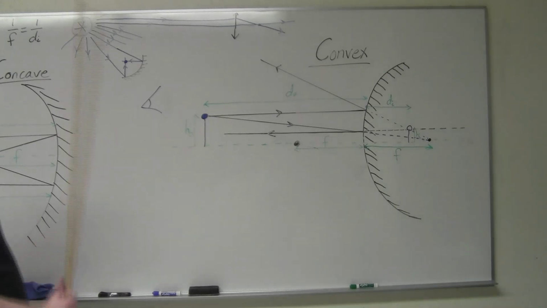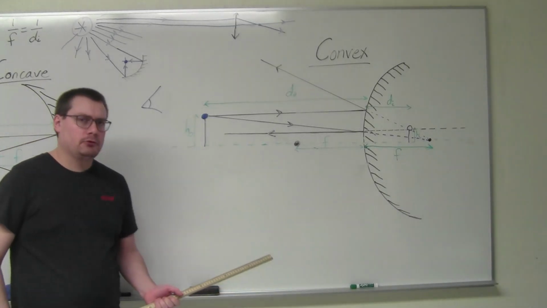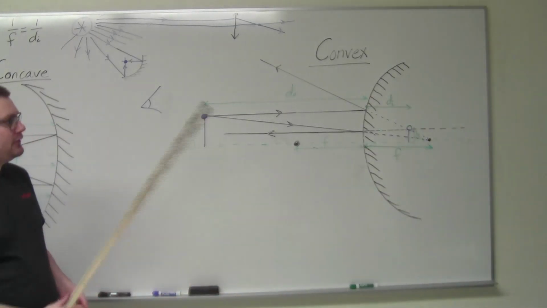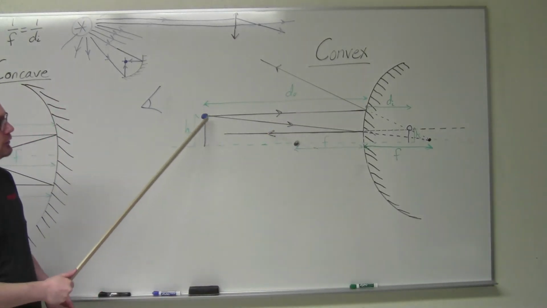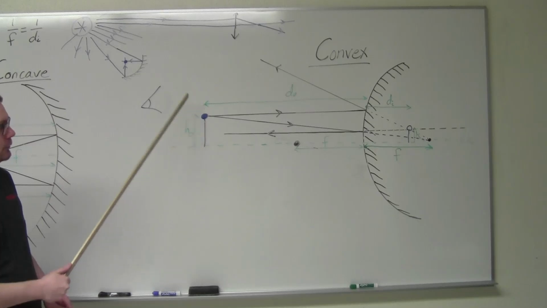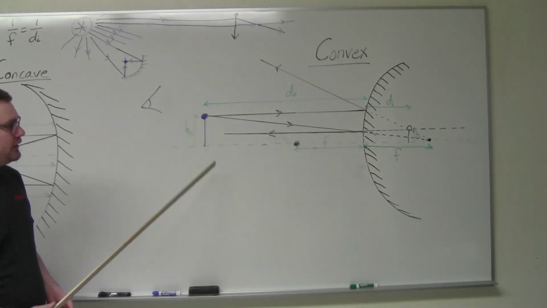All right, and then convex mirrors are very similar to diverging lenses, except again, all of the light will stay on the side it starts on. So the light starts over here on the left from our lamp with its original height. Our lamp is the object.